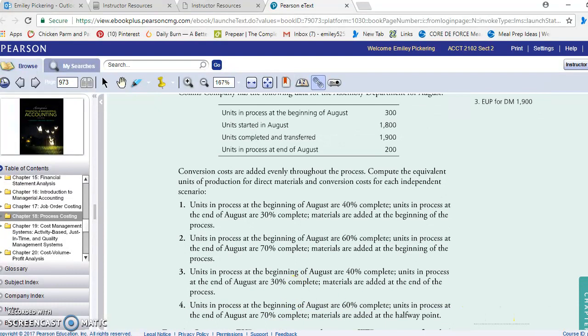So let's take a look at the fourth one. Finally, for the fourth one, we have 2,100 units for direct materials. And for conversion costs, we have the 1,900 that have been transferred out plus 70% complete. So we're looking at 140 equivalent units for conversion costs.